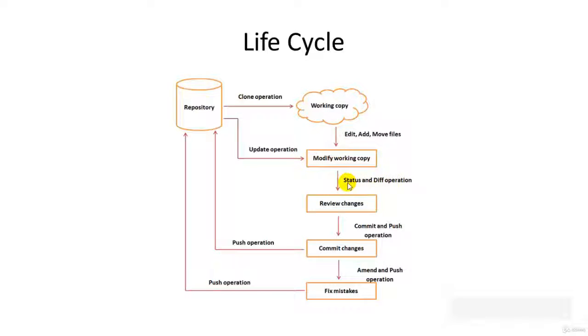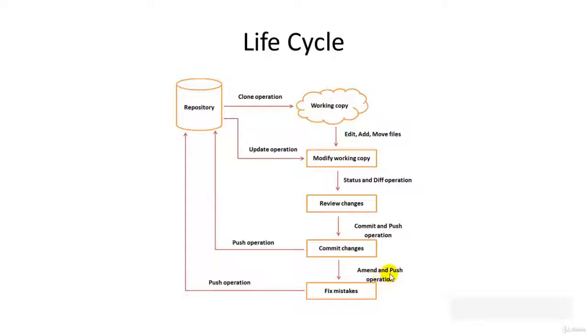You check for the status, you check for the difference operations, which we saw, git diff, git status. These were all the different examples which we saw. Later, you review the changes before commit. You commit. Later, after committing, you push the changes. The push operation is like you're sending the files to the online repository. Pulling is nothing but you're pulling. Any update operation is related to pulling from the repository.